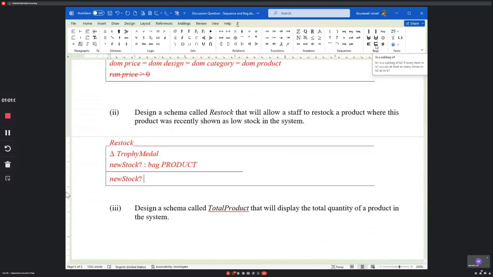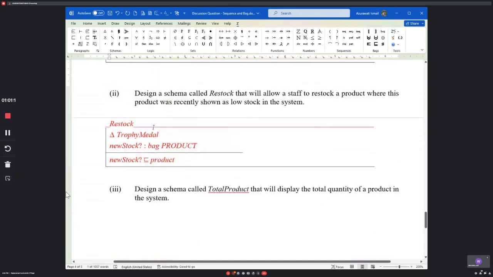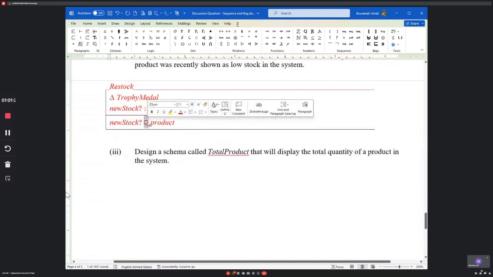Sorry, not bag union, sub bag. So you have to use this sub bag, then product like that. Because both are actually bags. Here bag, here bag. So you have to put the sub bag symbol.